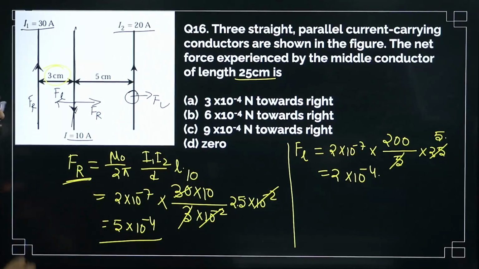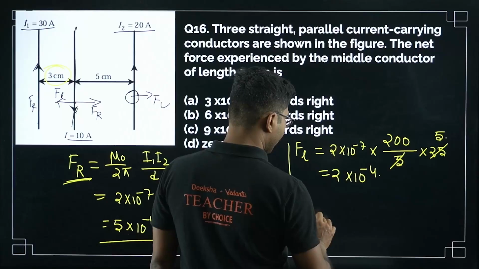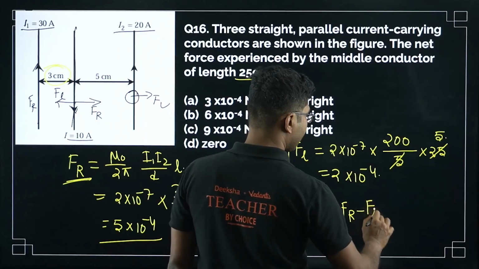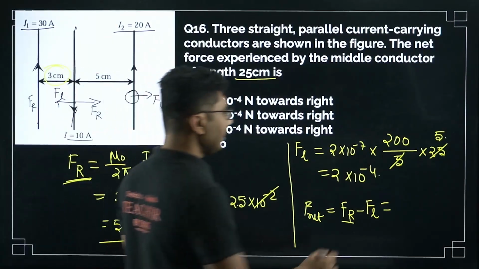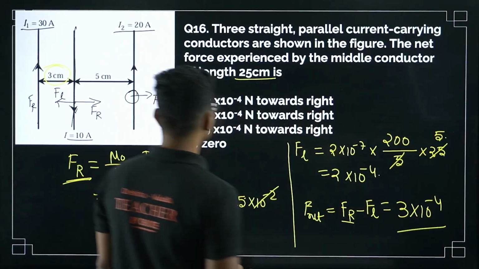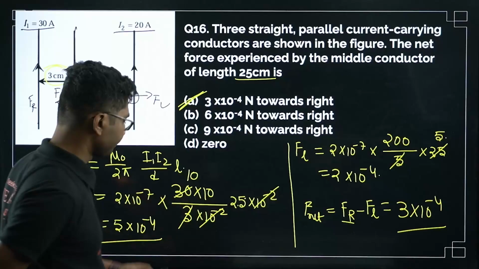So which force is greater? The right side force is greater. So what is the net force? Net force will be force right minus force left, because FR is greater. So 5 minus 2 is 3, and 10 to the power of minus 4 will be common. So the force is 3 into 10 to the power of minus 4 towards the right.